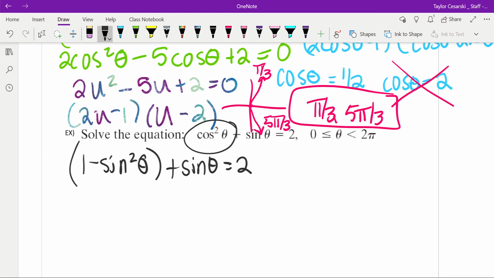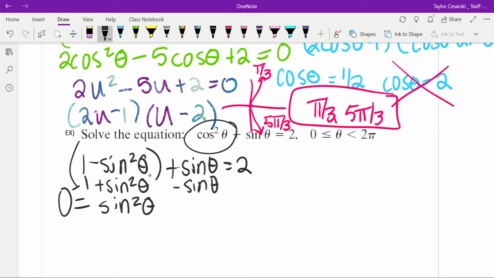All right, so I'm going to get everything on one side. I'm going to get everything on the right side, so this is going to equal 0, and I'm going to add sine squared of theta, and minus this, and minus 1. So I get sine squared of theta minus sine of theta plus 1. That turns into u squared minus u plus 1 equals 0.